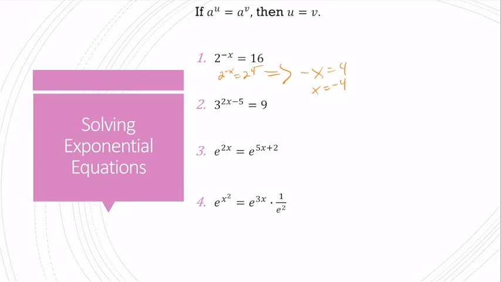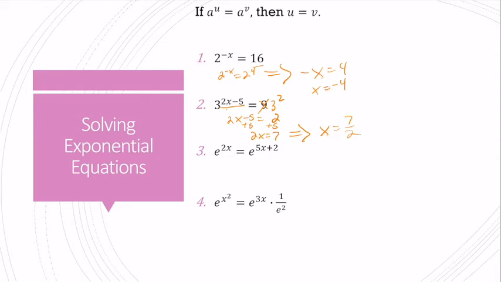If I have 3^(2x-5) equals 9, I can rewrite 9 as 3 squared. That would give me 2x minus 5 equals 2. I add 5 to both sides. 2x equals 7. So I find that x equals 7/2.